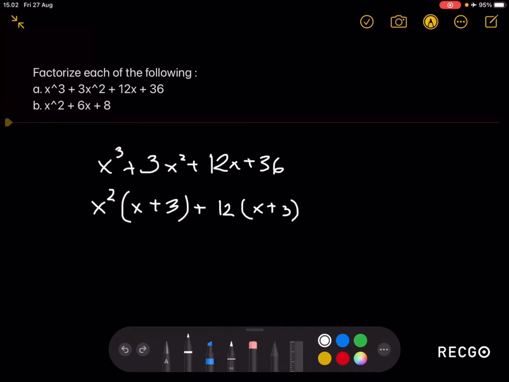Now what I'm going to do is factor out an x plus 3 out of these two terms. So what we're left with is x plus 3 on the front times what's left after factoring out an x plus 3 out of these two terms. That will be x squared plus 12. And this is our final answer.